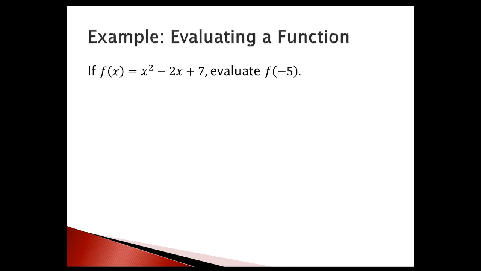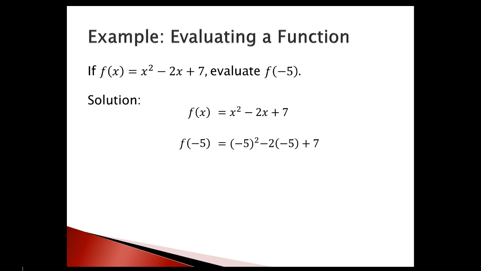Now it is given that the function f of x is equal to x squared minus 2x plus 7. We are going to evaluate f of minus 5. In this case, x is equal to minus 5. So to calculate the value of f of minus 5, we need to take x equals minus 5.